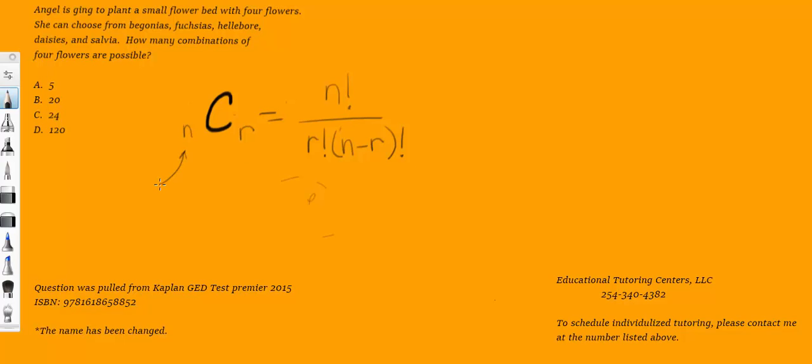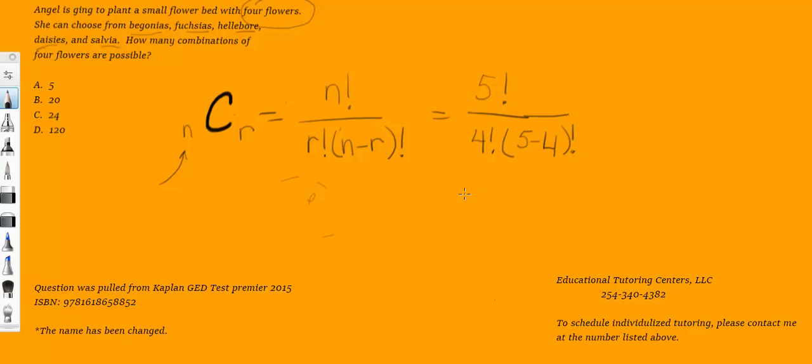Okay, so let's look at this. N is the total number of items, which they have 1, 2, 3, 4, 5 flowers. So that N is 5, so that will be 5 factorial. And in the denominator we have R factorial, which is the number of flowers she's wanting to put in her flower bed, which is 4. So it'll be 4 factorial. And then here in parentheses, we're going to put 5 minus 4, and then we're going to put the exclamation mark at the end there.